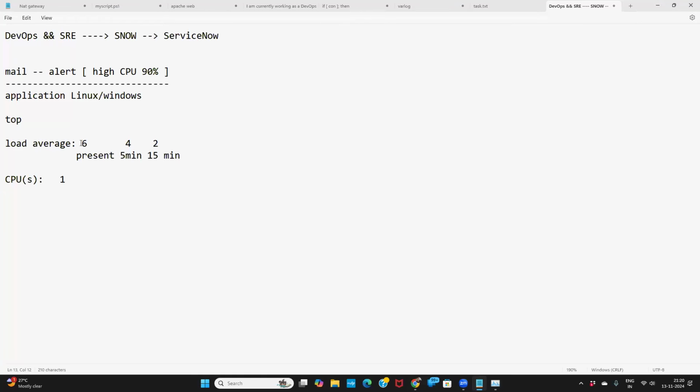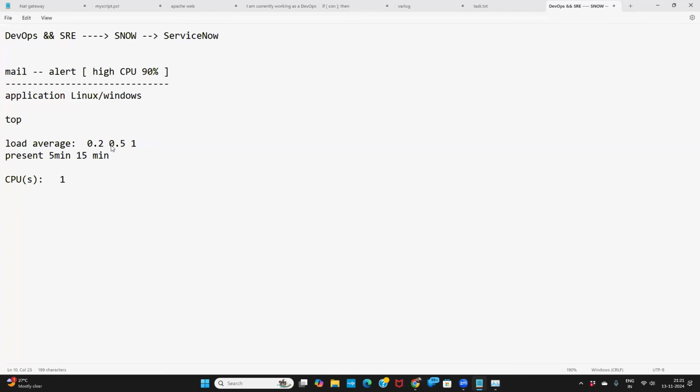Let us say I have one CPU. I can see something like 0.2, 0.5, 1. You observe like this. Present load is 0.2, 5 minutes back is 0.5, and 15 minutes back the load is 1. Now the load is decreasing. Yes, we identified that. That is fine.